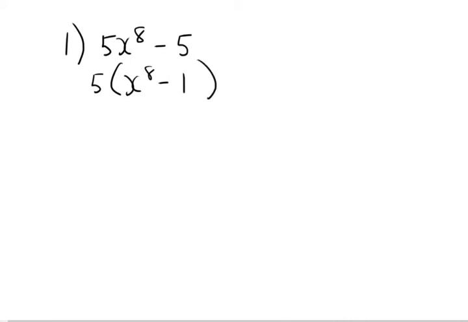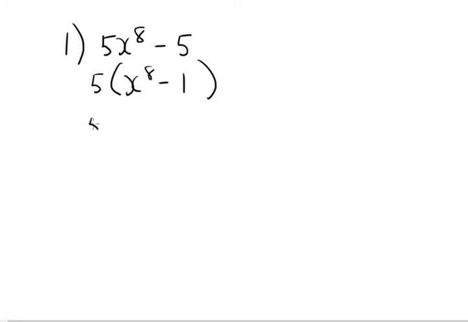Right, let's have a look at number 1. Number 1 was 5x to the power of 8 minus 5. So in this case we can see that my highest common factor is 5 and I'm left with x to the power of 8 minus 1. That's basically going to be difference of two squares, because I've got two terms and a negative in the middle.